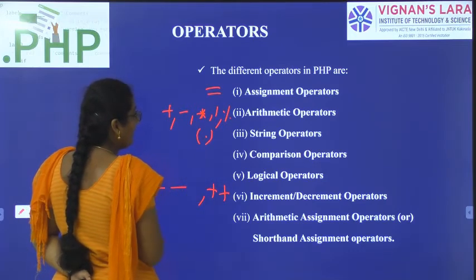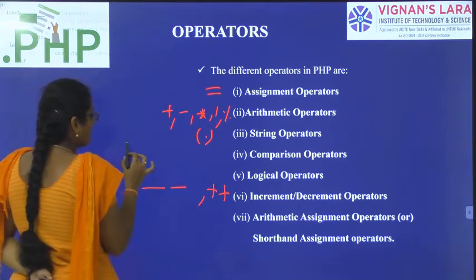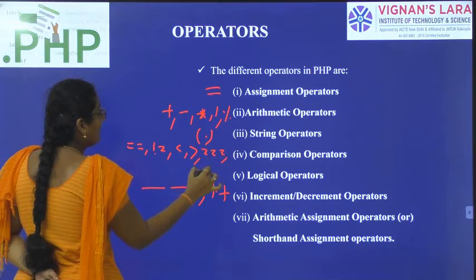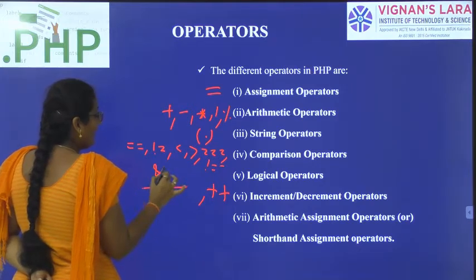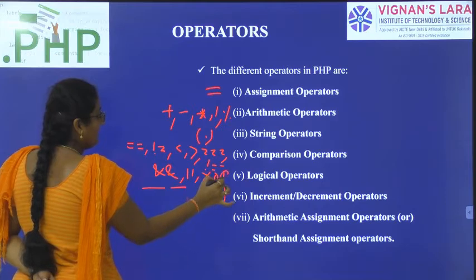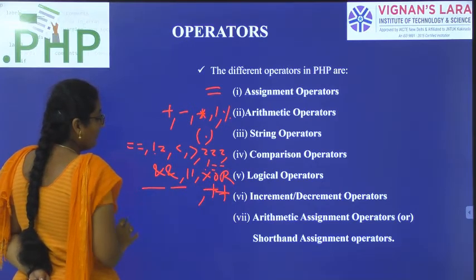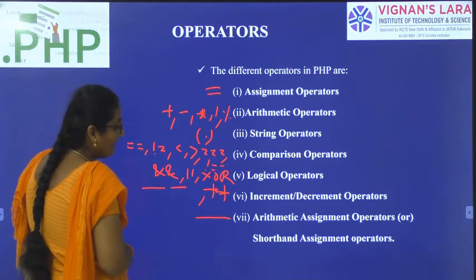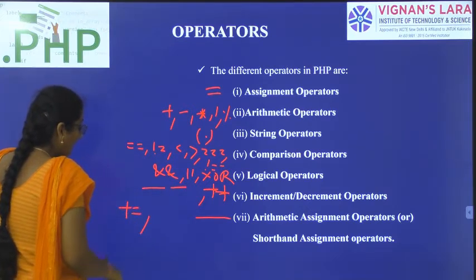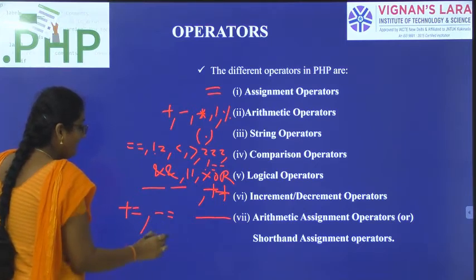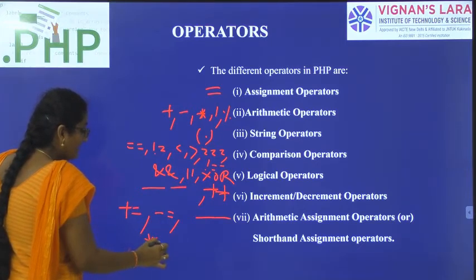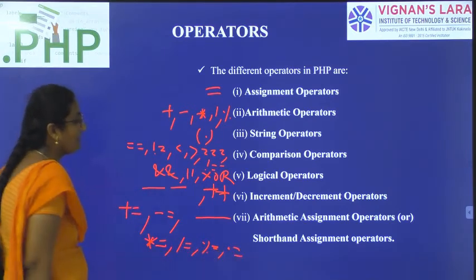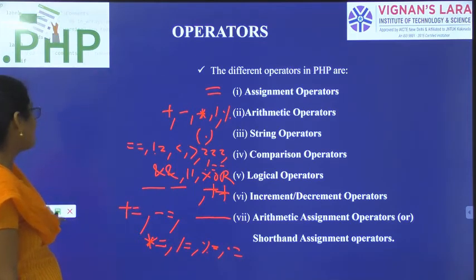String operation is the period operator. Comparison operators are equal to, not equal to, less than, greater than, identical, not identical. Logical operators are logical AND, logical OR and logical XOR. Increment operators are post increment or pre increment, post decrement or pre decrement. Assignment and arithmetic operators are addition plus assignment, multiplication plus assignment, subtraction plus assignment, division plus assignment, modulus plus assignment, period symbol plus assignment. These are the different types of operators we have.